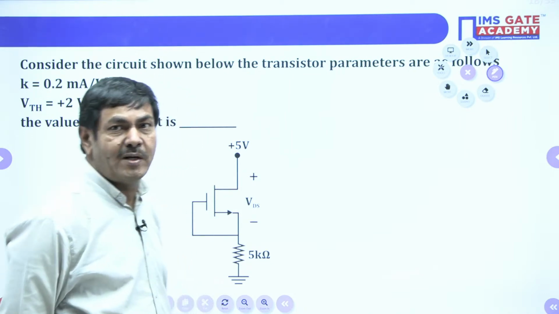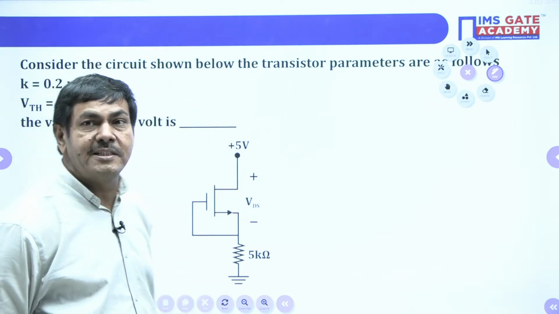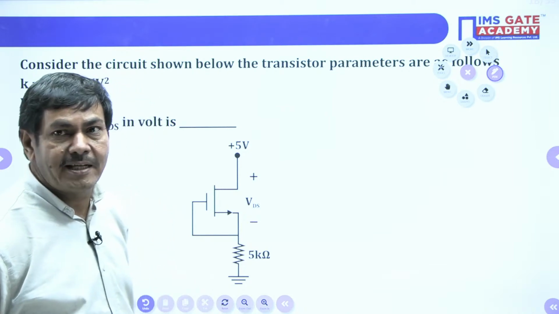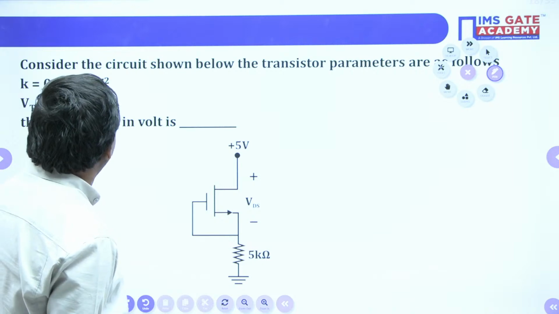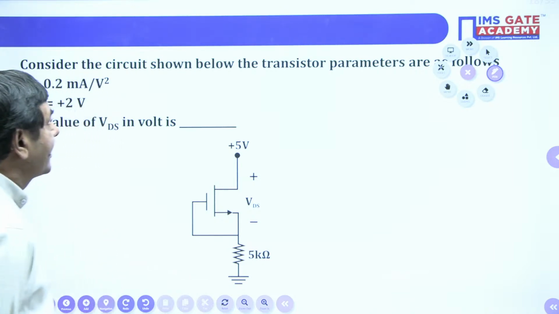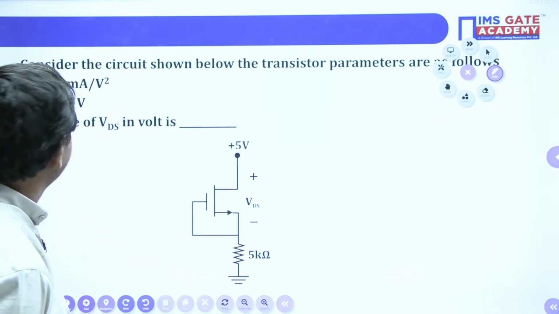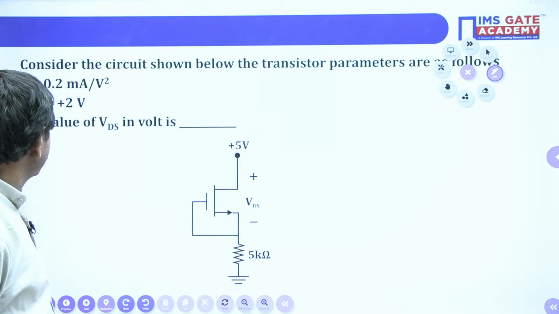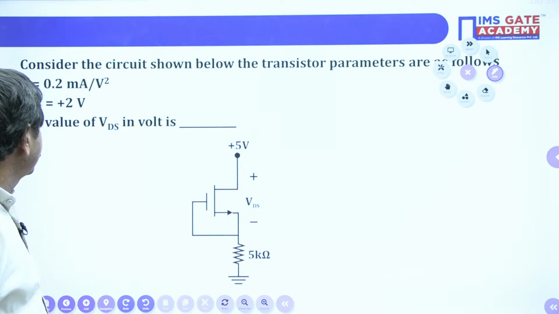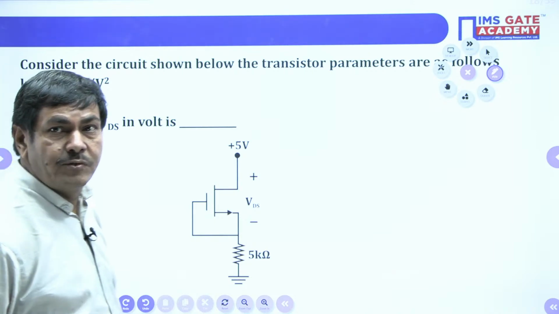Okay, I will do it, please watch. If anybody has any doubt, it will be cleared by the end of this problem. Consider the circuit shown below. The transistor parameters are as follows: K equal to 0.2 milliamperes per square volt, threshold voltage is 2 volts. The value of VDS in volts is what we need to find.